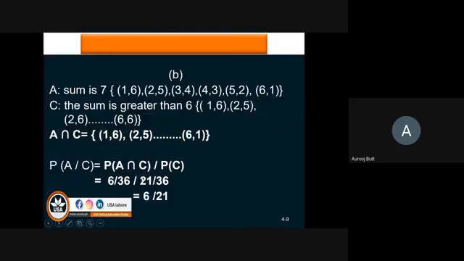Furthermore, we'll be dividing it by probability C. Now what is probability C? The sum is greater than 6. And we have a total of 21 sample points whose sum will be greater than 6. Then simply divide it by the total number of sample points in the entire sample space, that is equal to 36. Simply, 36 will be cancelled out by 36 and you'll be left with 6 by 21.